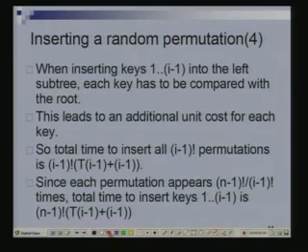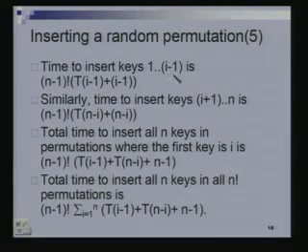So, this is the total time I take to insert the keys 1 through i minus 1 into my tree, where this sum is taken over all the n minus 1 factorial permutations, and this is actually the total time for permutations in which the first element is i. So, to recap, time to insert keys 1 through i minus 1 is n minus 1 factorial times T(i minus 1) plus i minus 1.